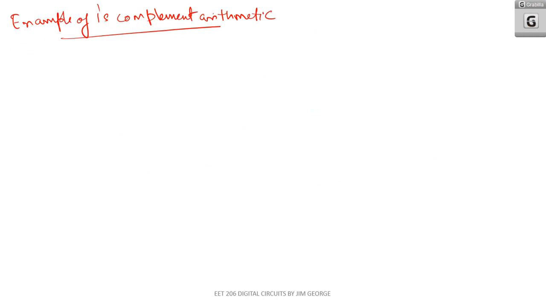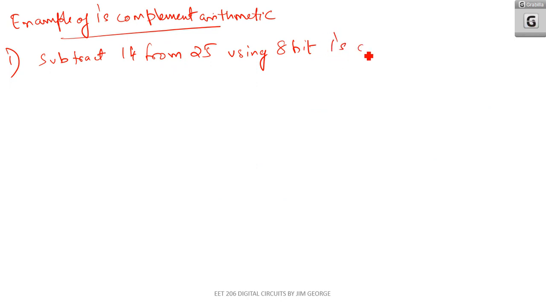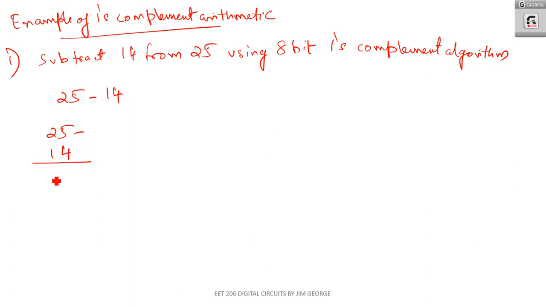Now coming to the first question. Subtract 14 from 25 using 8-bit one's complement algorithm. So what I need to do is 25 minus 14. Actually, what is 25 minus 14? It is 11. So you need to get plus 11 as the answer.